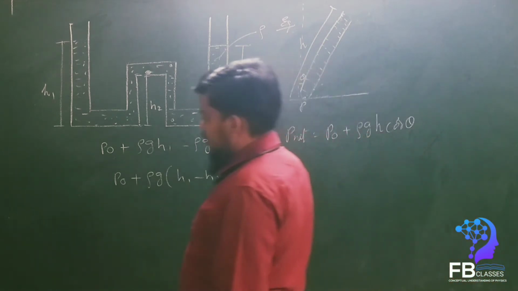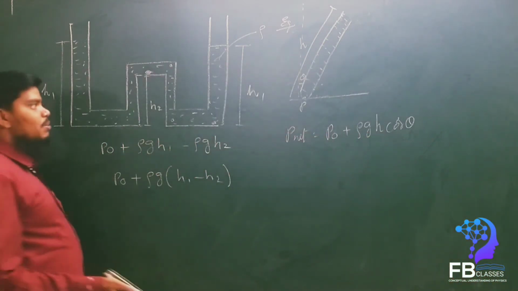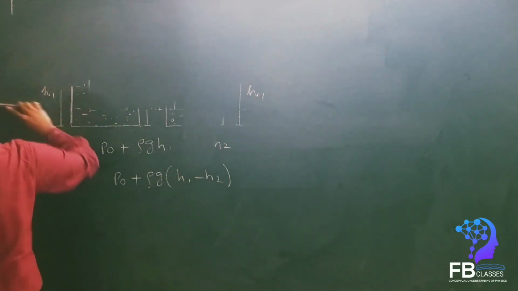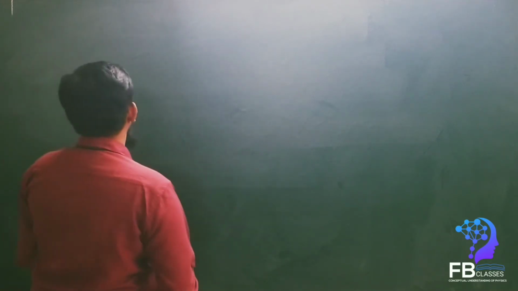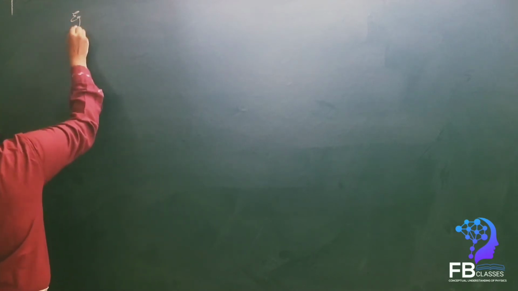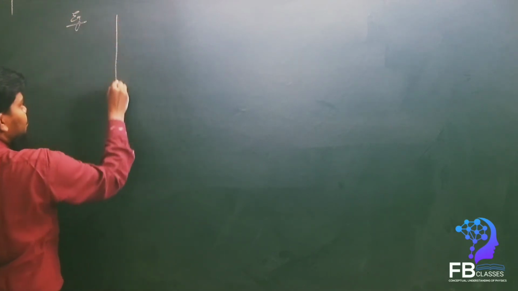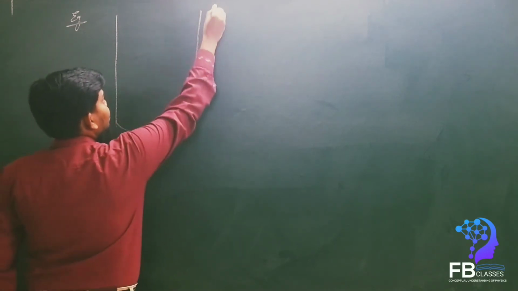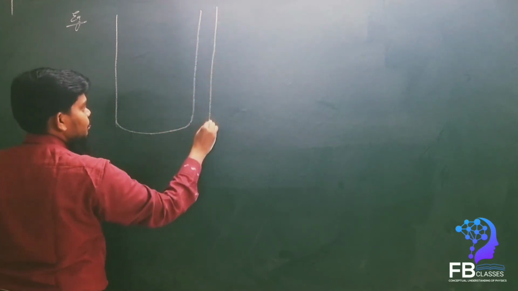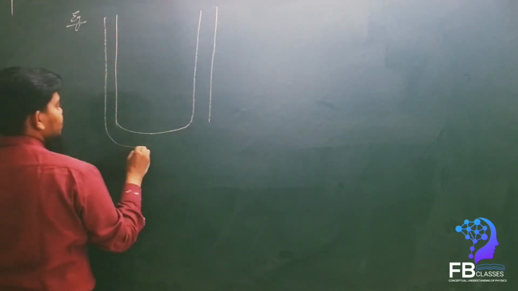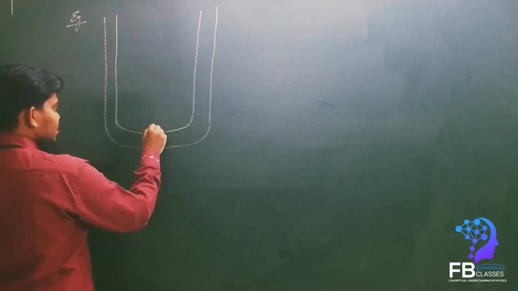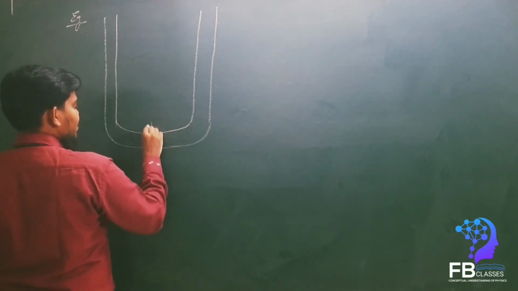Okay. So then we can take some example problem for U shape. See here, let there be a U shape of liquid columns, like this. Now this total liquid is filled, and here there is a stopper.